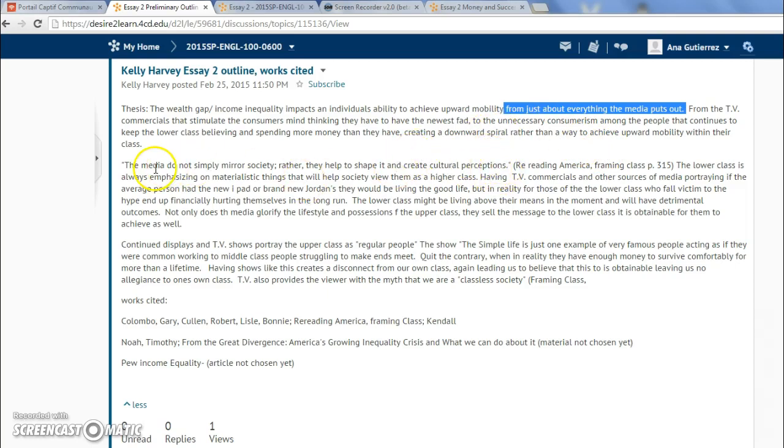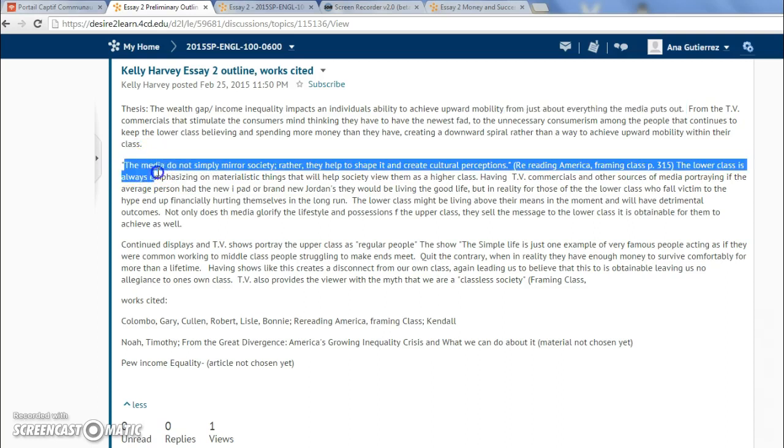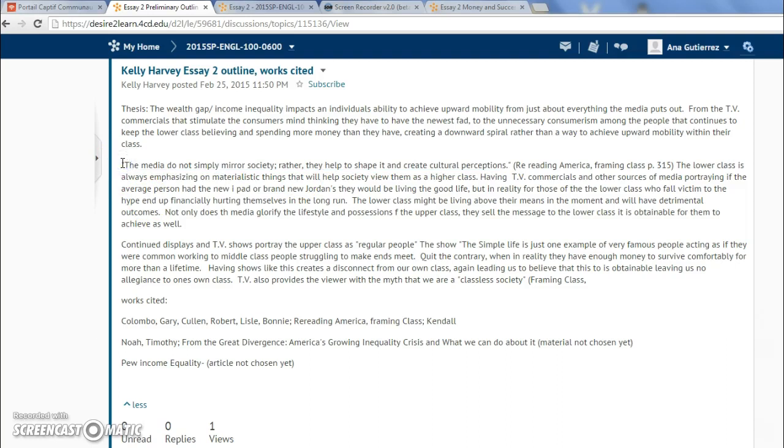And here you have 1 quote in your paragraph instead of 2, but we'll just use this one here. We'll focus on this for now. You say the media does not simply mirror society, rather they help to shape it and create cultural perceptions. True, I would agree with that, I guess, but I'm not sure how that has to do with income inequality. And you don't have a topic sentence here for your body paragraph, so it just kind of is a quote hanging out there. I don't know where you're going.